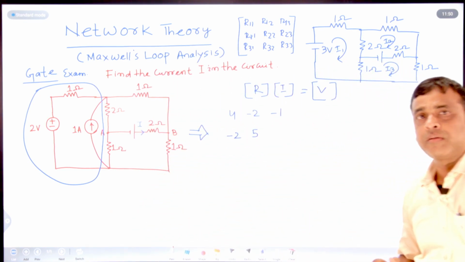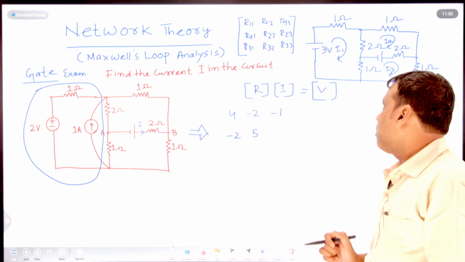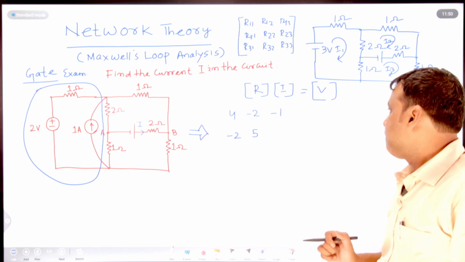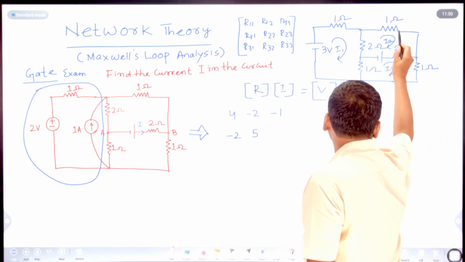R11 is the sum of the resistance formed by loop 1. R22 is the sum of the resistance formed by loop 2. And R33 is the sum of the resistance formed by loop 3. So here R22 is the sum of the resistance formed by loop 2: 2 plus 2 is 4, plus 1 is 5.